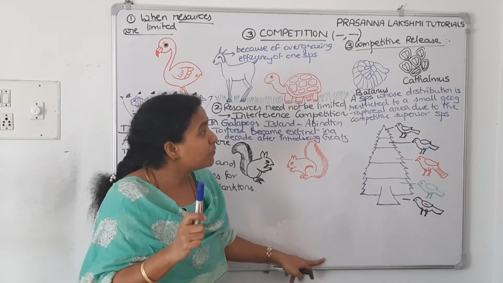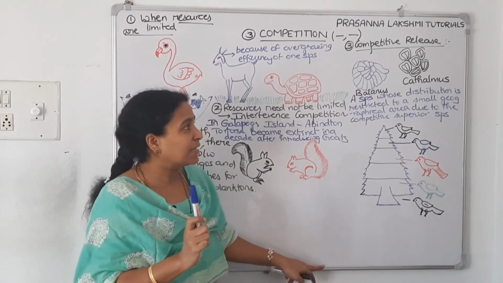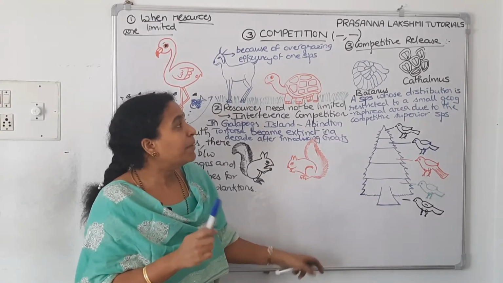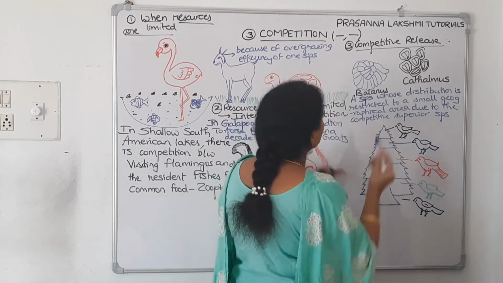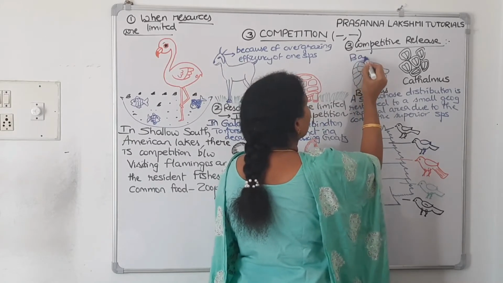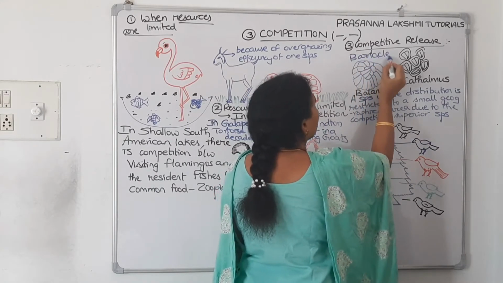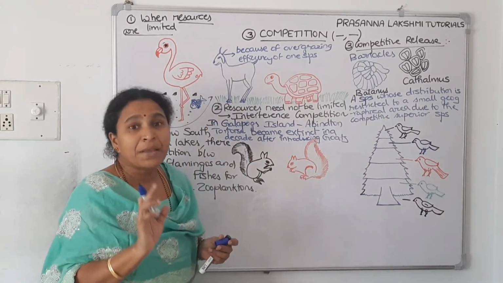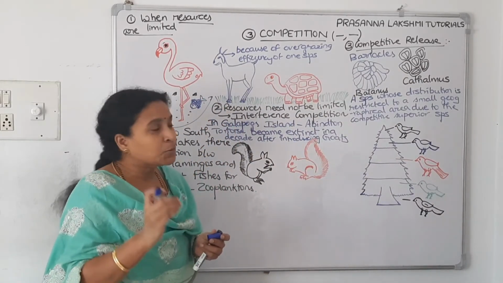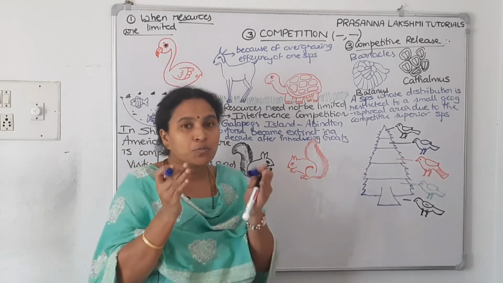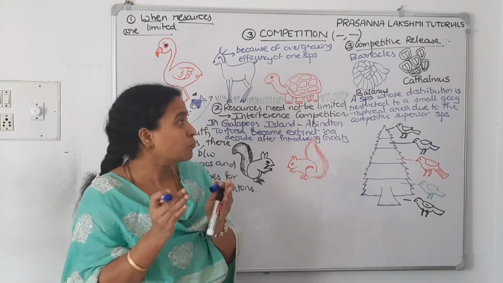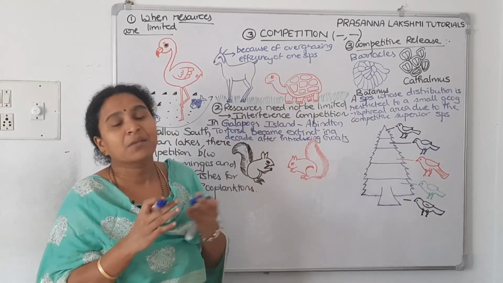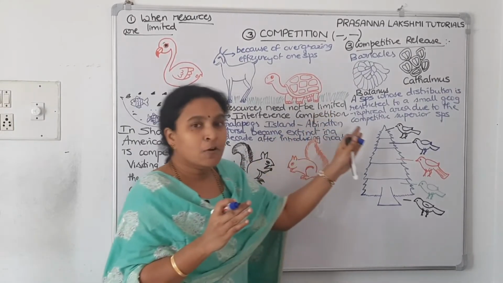In competitive release, there's a smaller barnacle called Catalamus and there's a bigger barnacle. These two are called barnacles. Let me write down here. Both are called barnacles. The smaller barnacle is called Catalamus. The bigger barnacle is called Belanus. The smaller barnacle will confine itself to a small geographical area because of the presence of the superior one called Belanus. For experimental sake, if you remove the Belanus, then Catalamus can spread widely. This is the third condition.